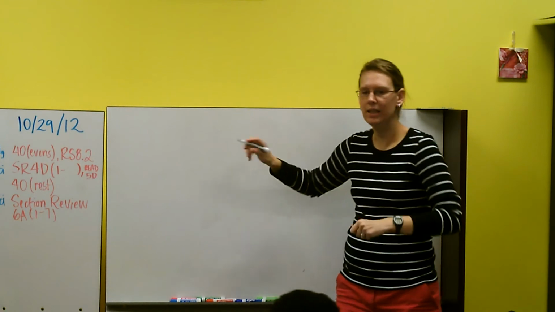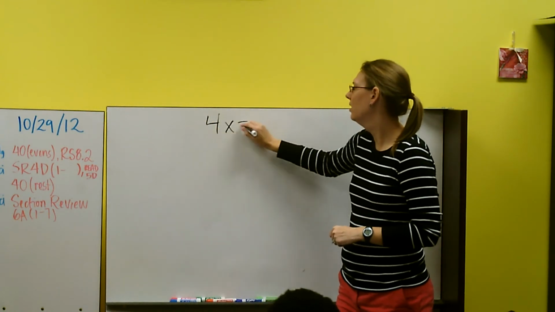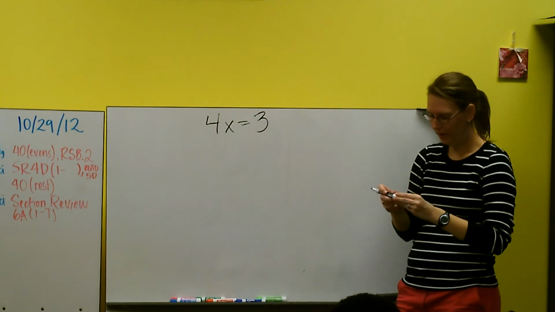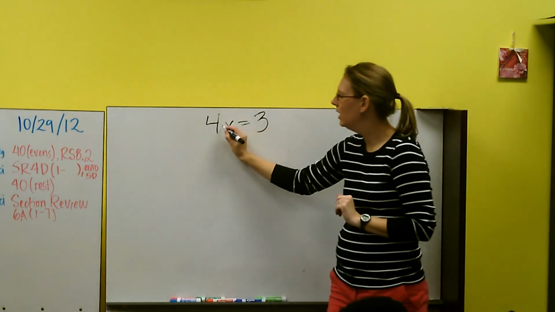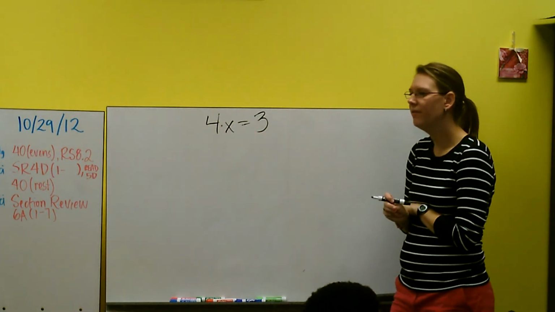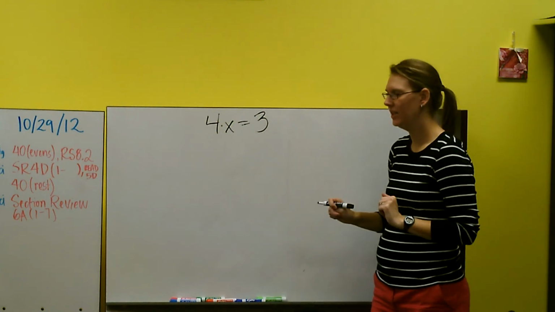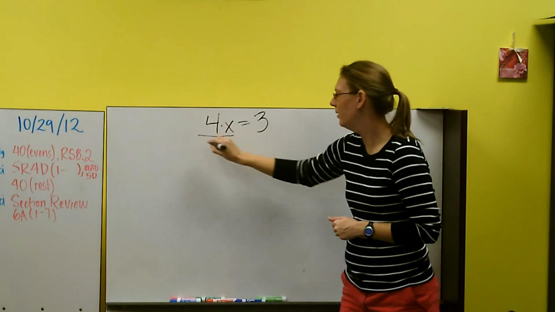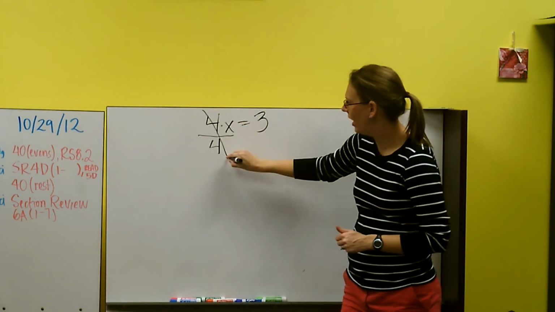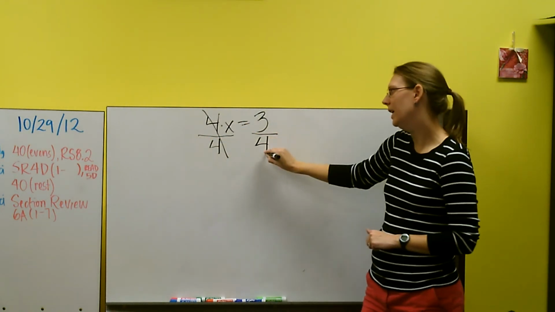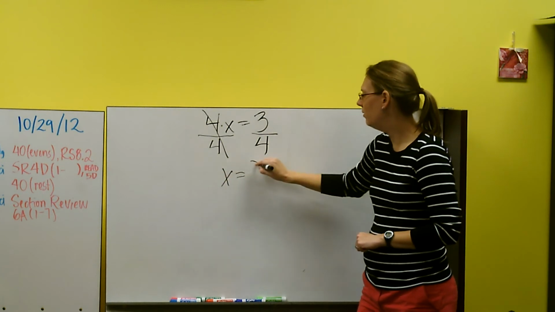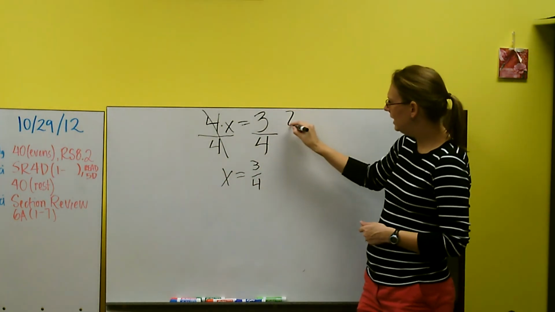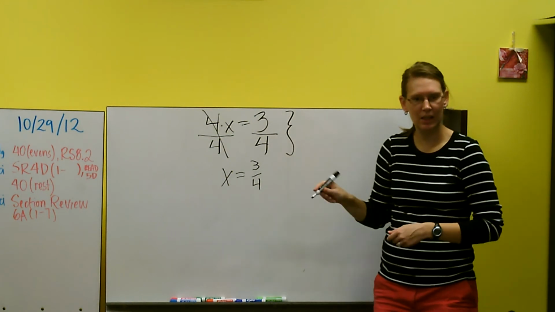4x equals 3 for the division rule. So if I'm dividing, I've got 4 times x. What can I divide by to get x by itself? By 4. Good. So I can put this over 4. Those guys will cancel. Whatever I do to one side, I can do to the other. X equals 3/4. Okay?